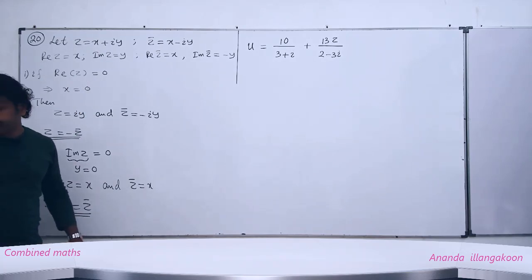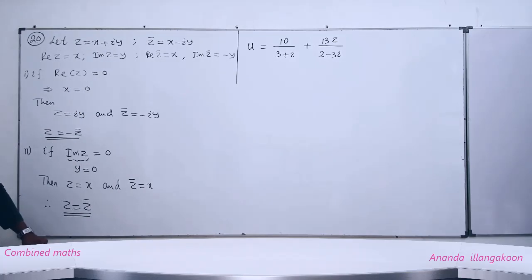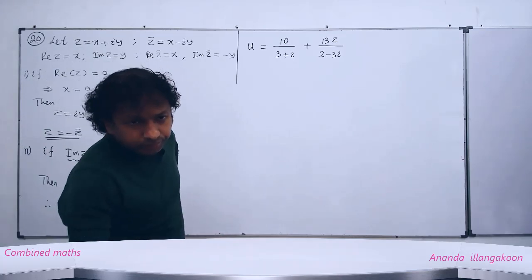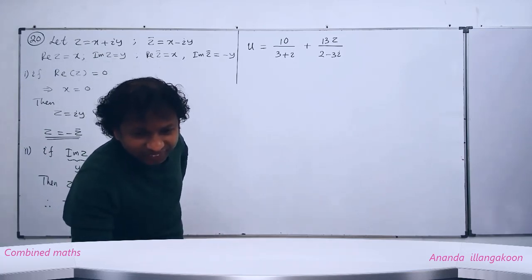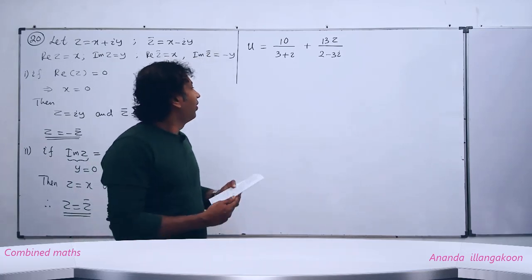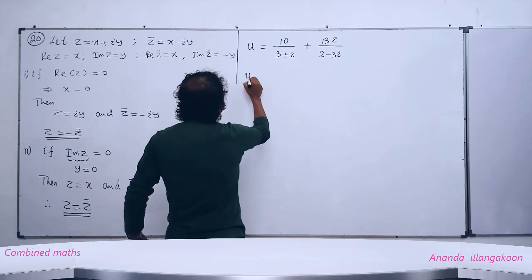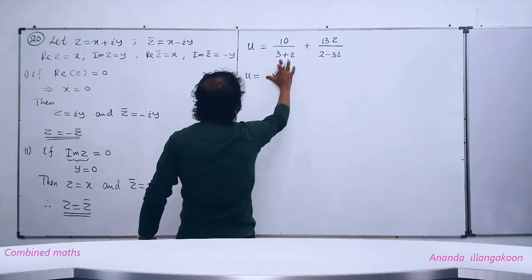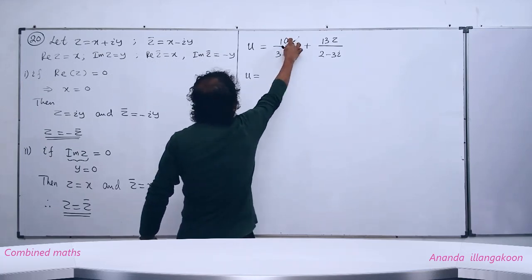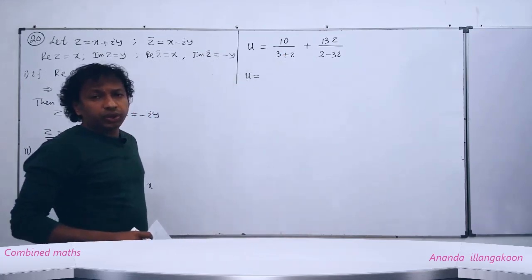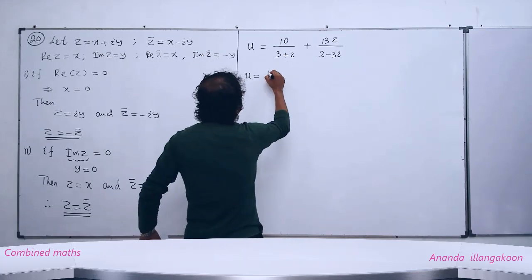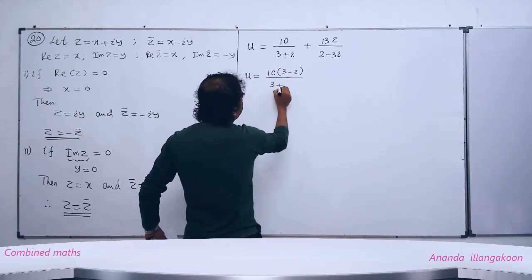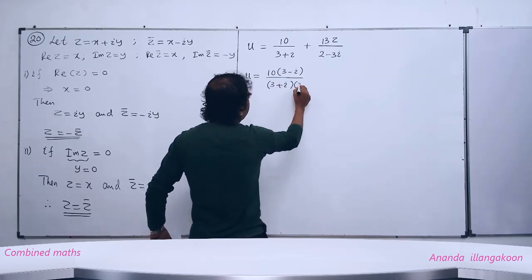Who proved this, people? Good. Right. Okay. We can prove it like this. The numerator and denominator of this we multiply by the conjugate of this denominator. It is 3 minus i. This and this both we multiply by the conjugate of the denominator. Then this is 10 times 3 minus i divided by 3 plus i times 3 minus i.